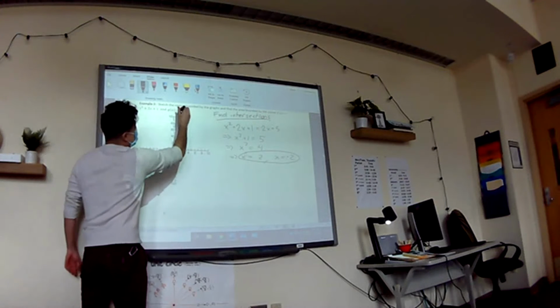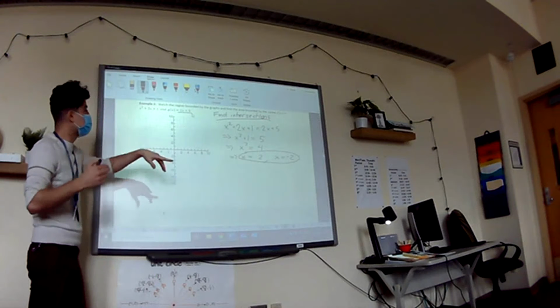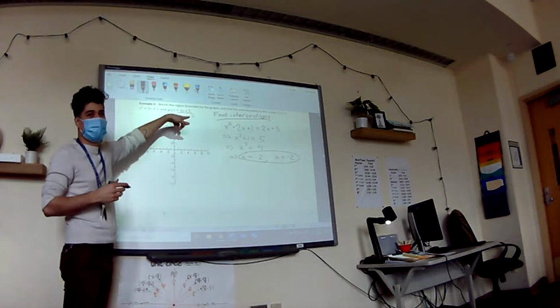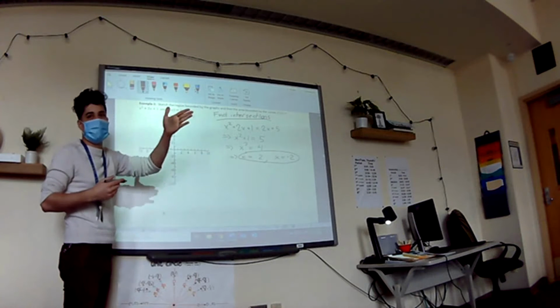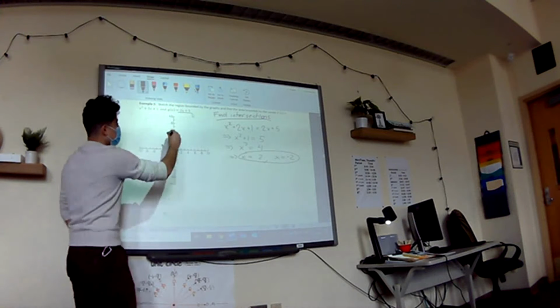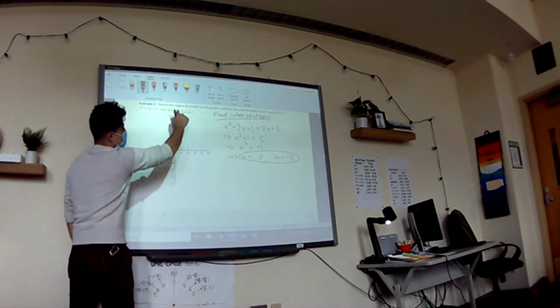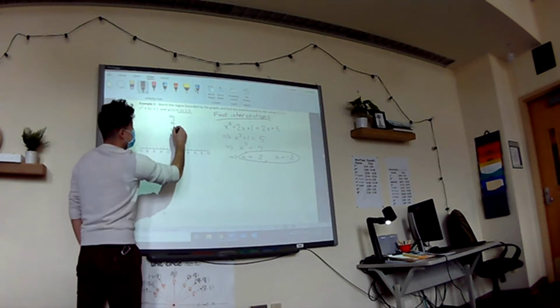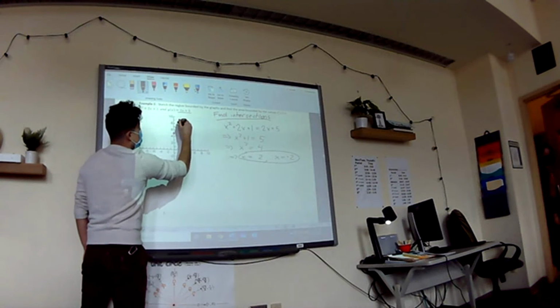Let me graph this one because I know for sure what it looks like. If I graph 2x plus 5, hopefully you remember that's a straight line, mx plus b. It's a straight line with a y-intercept of 5 and a slope of 2. That's so basic.